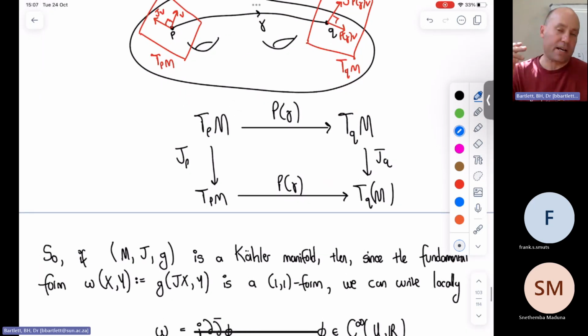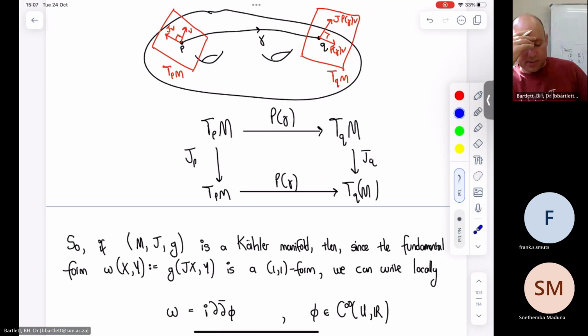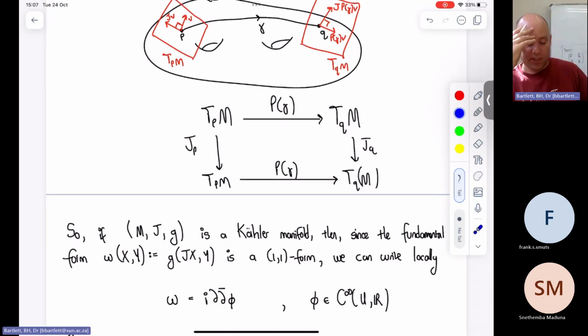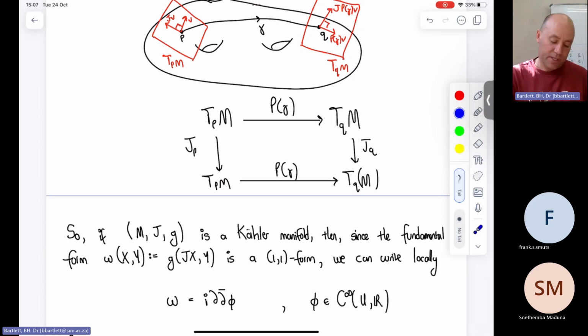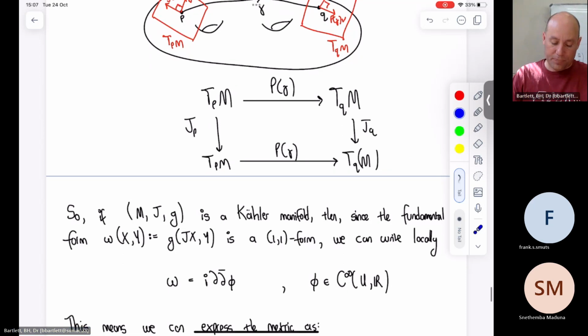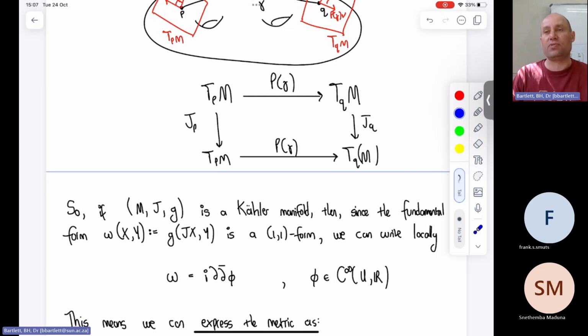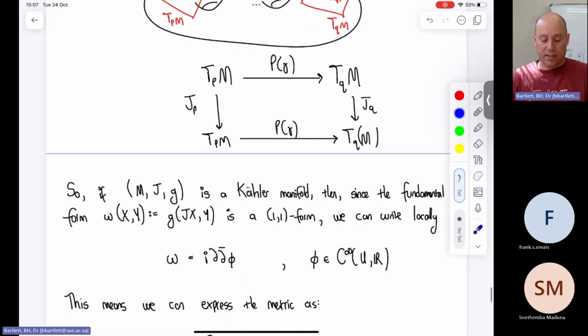One thing to bear in mind about a Kähler manifold, an interesting fact, is that if you've got a Kähler manifold, then of course the fundamental form is always a 1-1 form. And whenever you have a 1-1 form which is closed, and I know it's closed because it's a Kähler manifold, then by that lemma that we did earlier, we can write it as i del del bar phi, right? So we started the lecture. So that's interesting. The fundamental form, which is a certain 2-form on the manifold, can be expressed as the derivatives of just a single function phi. Okay.